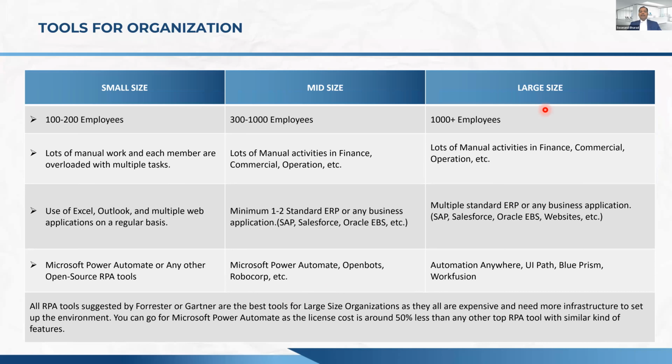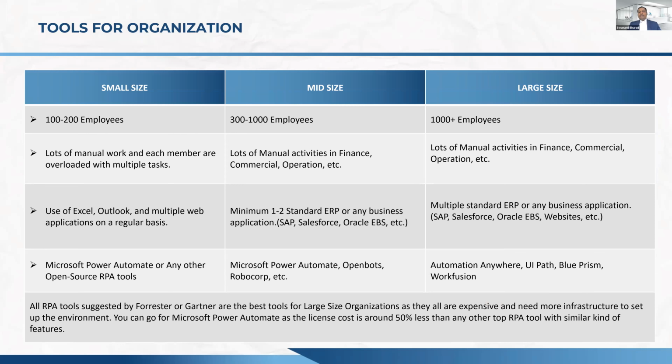For a large size organization, if 1,000 plus employees are working in your organization, and you have lots of manual activities in all domains, multiple standard ERP or business applications like SAP, Salesforce, Oracle, multiple websites and any kind of applications which you use on a day-to-day basis, you can go with Automation Anywhere, UiPath, Blue Prism, or WorkFusion.